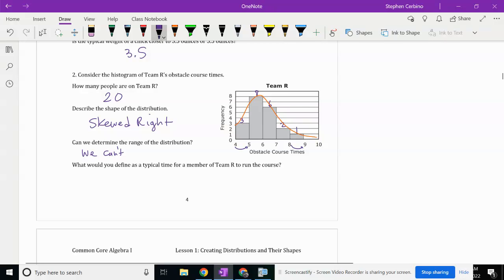What would you define as a typical time for a member on the course? All right, so the highest histogram bar is at 8, and that's between 5 and 6 seconds. So we can say between 5 and 6 seconds on the course.